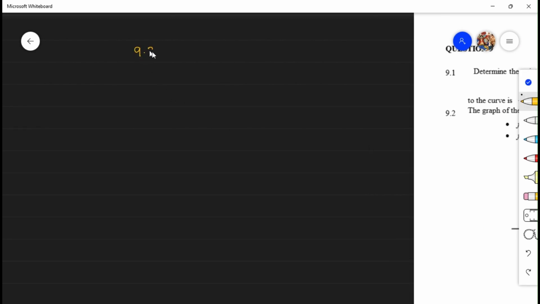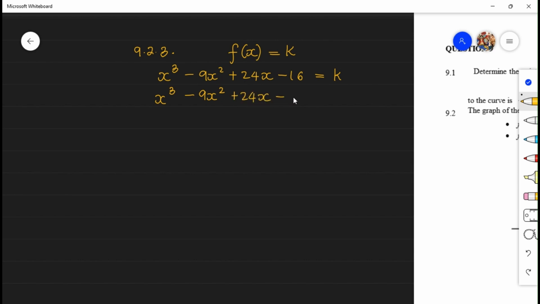So we've got 9.2.3, we've got f of x equals k. If we substitute in place of f of x, we have x cubed minus 9x squared plus 24x minus 16 equals k. Let us move k to the other side. So we have x cubed minus 9x squared plus 24x minus 16 minus k equals 0.